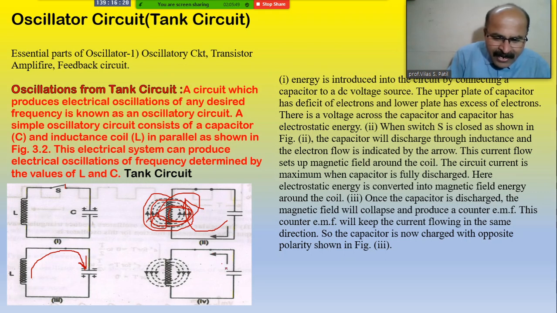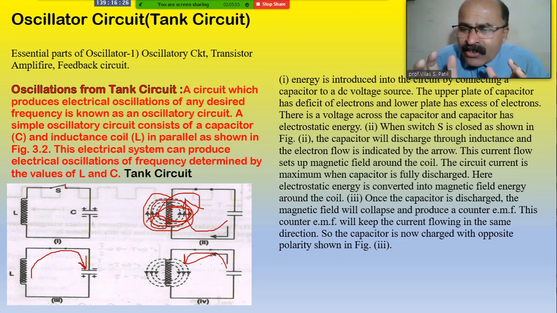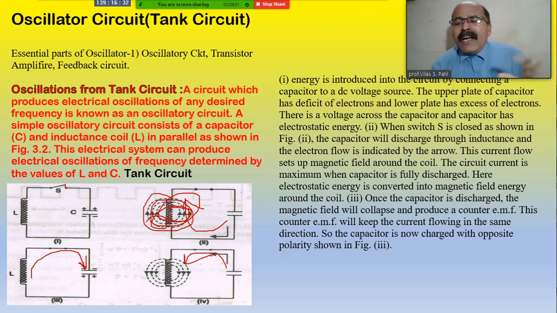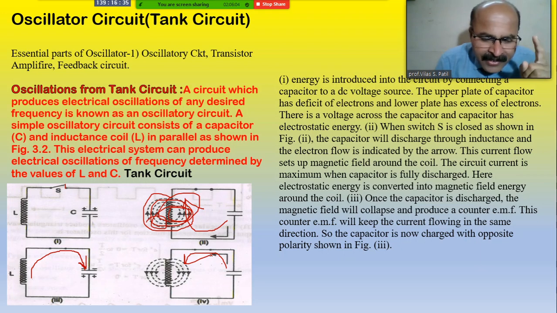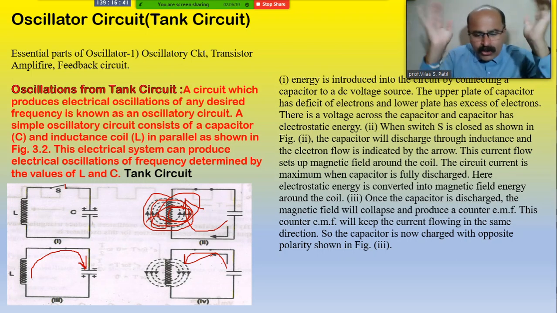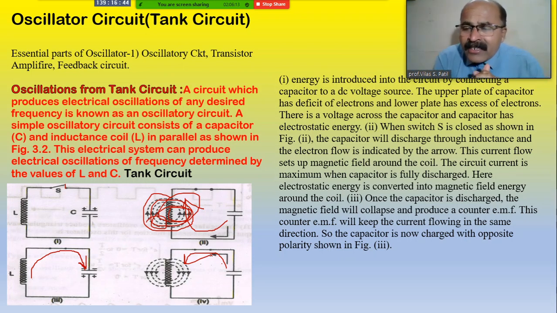Again the capacitor will discharge in the reverse direction, and the electrostatic energy across the capacitor will be converted into magnetostatic energy, but here the magnetic flux direction will be opposite. In the second diagram, it is shown in the upward direction. In the fourth diagram, it is shown in the downward direction. This means that here the direction of the back EMF, the direction of the induced EMF, the direction of the current will change and be reversed, because again the discharging of the capacitor occurs from the negative charge to the positive charge of the capacitor.